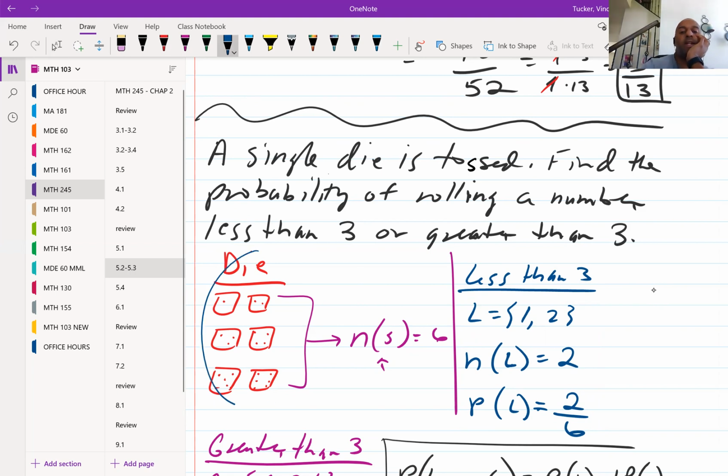So we go back to our die, and that gives us 6 outcomes in our sample space, 1 through 6. Now, the numbers that are less than 3 are 1 and 2. So there are 2 outcomes that fit that description. So there's a 2 out of 6 chance of rolling a number less than 3.